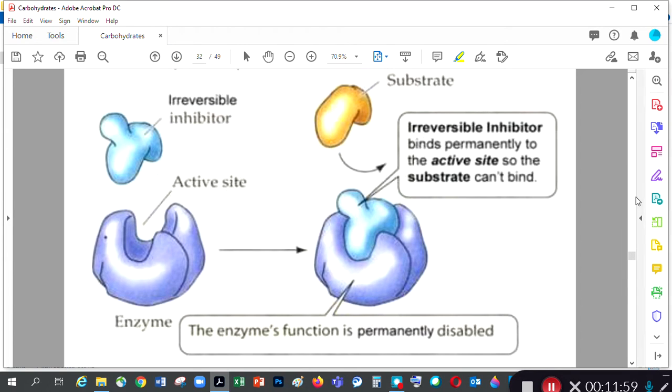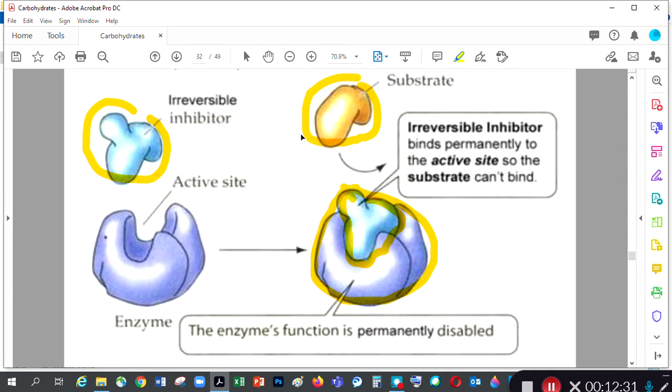Here, just to give you an example of the irreversible inhibitors, that's the active site. This inhibitor will come and fit inside the active site, or here, see here, it goes in, and it will become all one enzyme now, including the inhibitor. So you see, an irreversible inhibitor binds permanently to the active site, so the substrate can't bind. The substrate will come here, wants to come in, it can't go in, correct? And the enzyme function is permanently disabled.